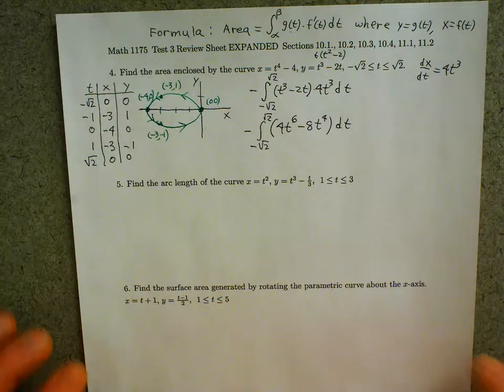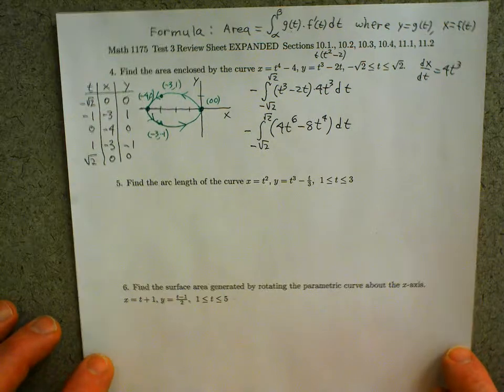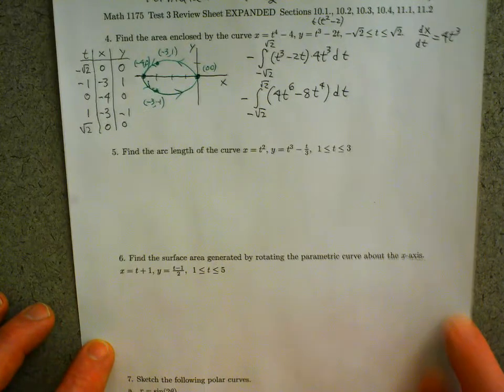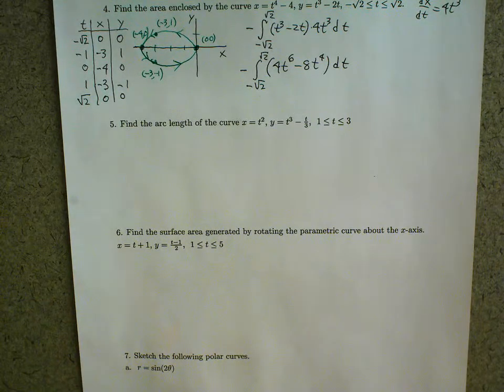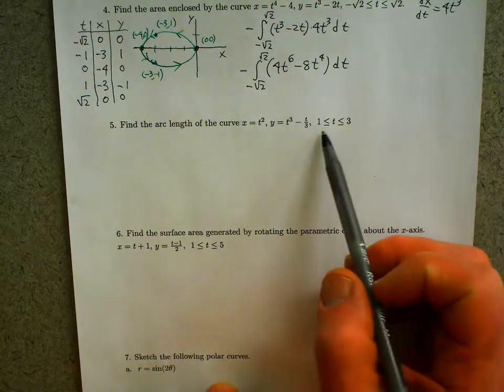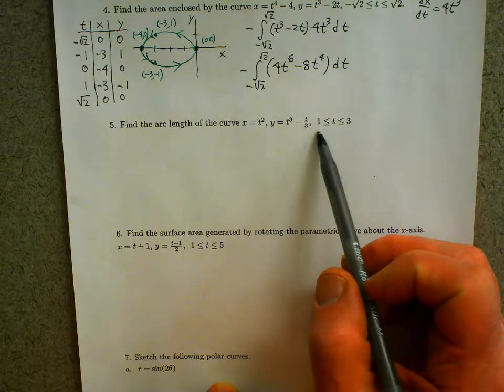Okay, the next problem, number 5. Find the arc length of the curve x equals t to the second, y equals t to the third minus t over 3, for t values from 1 to 3.